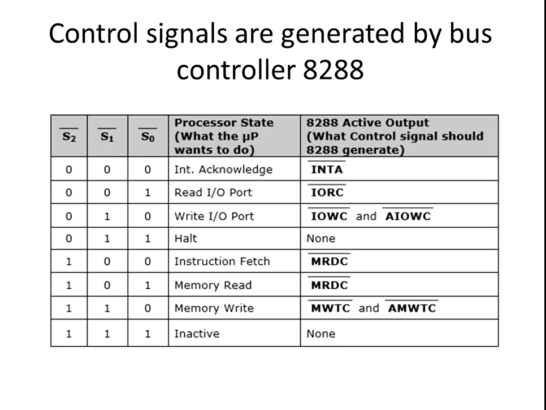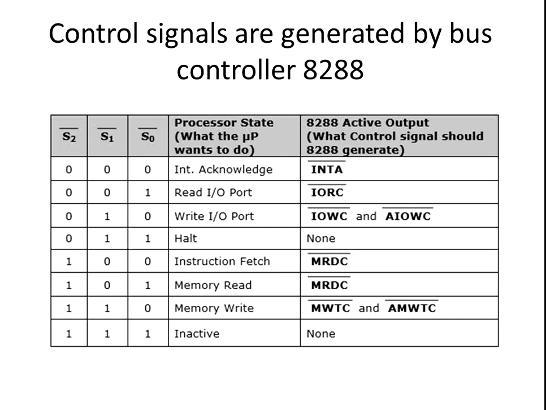That means it is actually used to issue the interrupt acknowledgement pulse to the interrupt controller or to the interrupting device. Then 001 means read IO port. That means it will generate the IO read command signal. Then 010 means write IO port, so it will generate the input output write command, and that is A advanced, that means AIOWC.